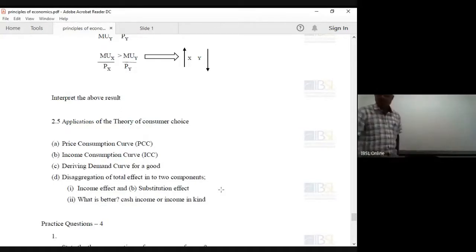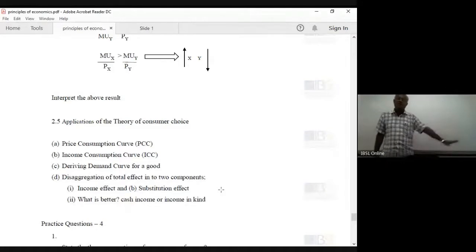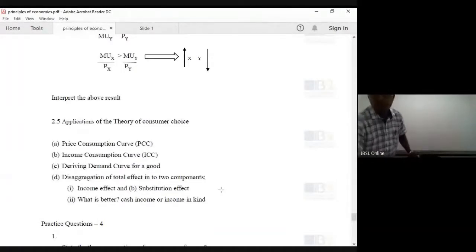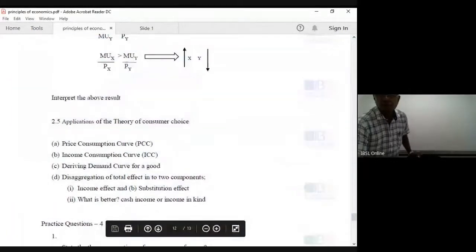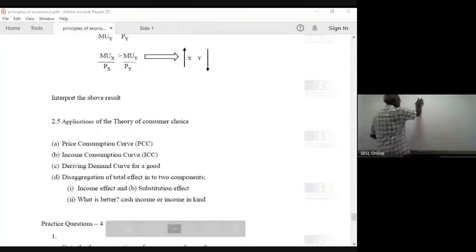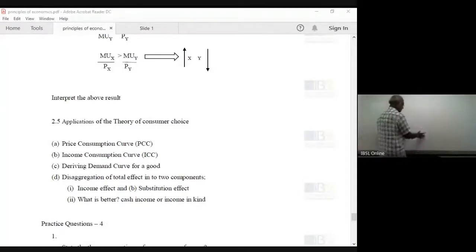I'm going to draw that. Derive the demand curve using our basic model, the theory of consumer behavior, the indifference curve approach. One of the applications is that you can derive the demand curve. How to derive the demand curve? Now I'm going to draw two diagrams, one up and one down.